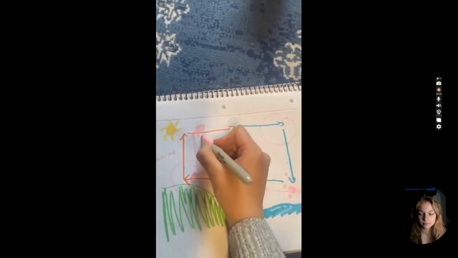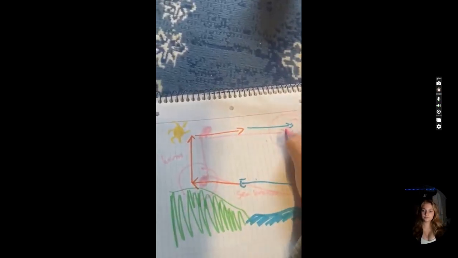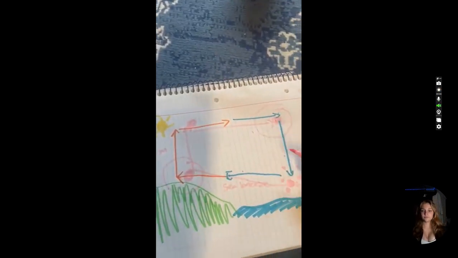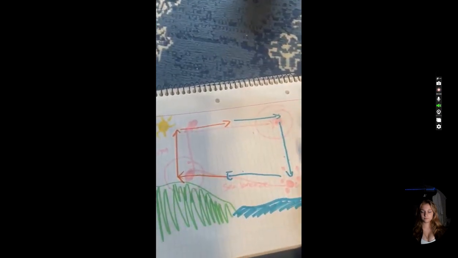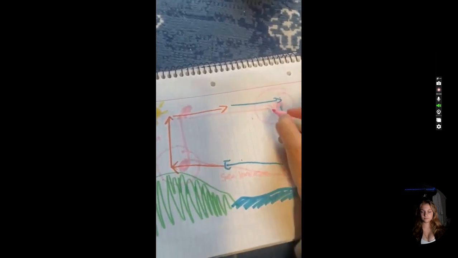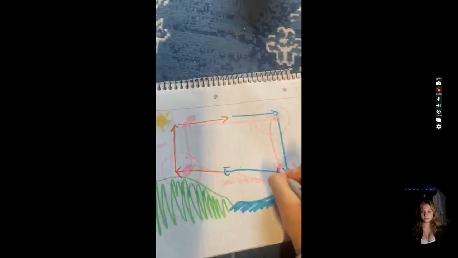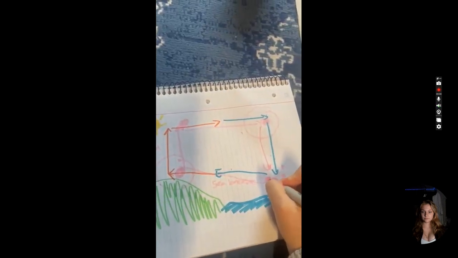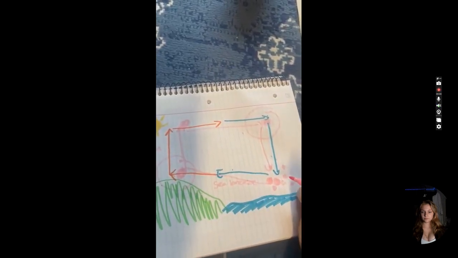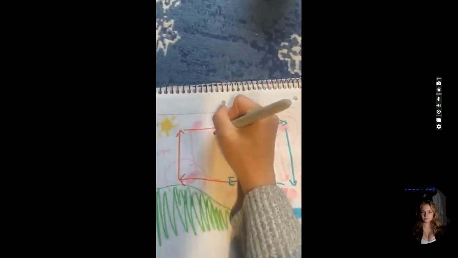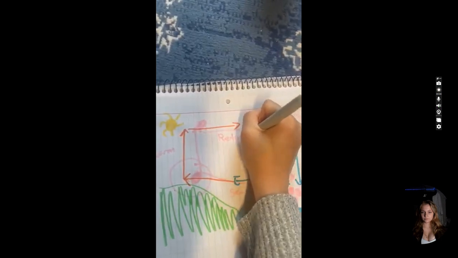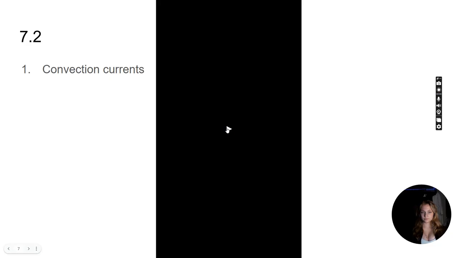So I decide I'm going to go this way, try and fill in here, but actually nobody's up here because it's really cold out over here over the ocean. So I go down back to this crowded area, and then the whole entire cycle repeats. And what I did up here, forgot to say, is the return flow. So yeah, that's a convection current.